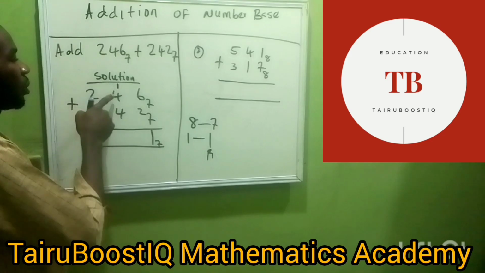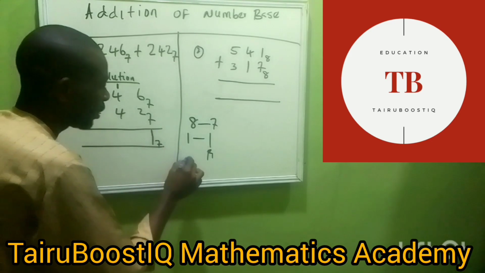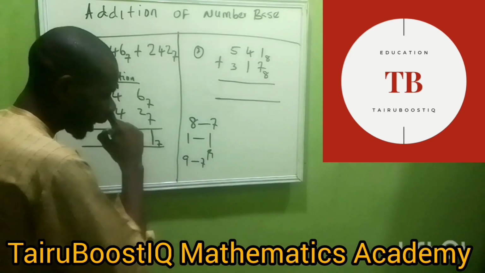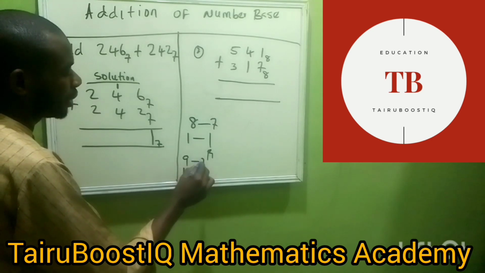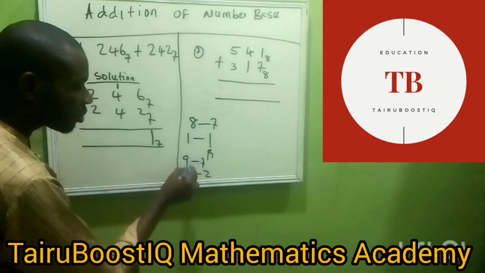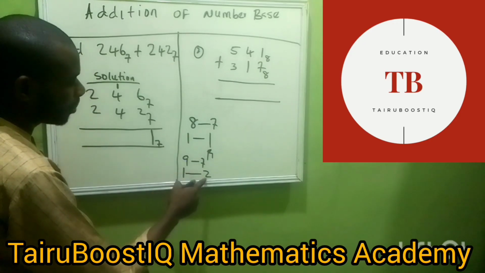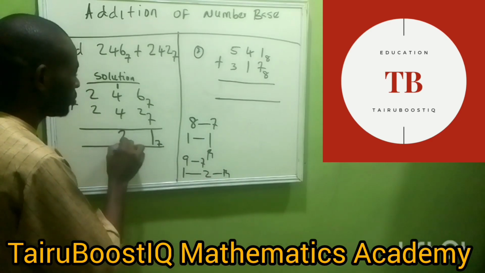So we are going to have 1 plus 4, 5. 5 plus 4, 9. We are now on 9. How many times will 7 go into 9? It will go 1 time, remainder 2. So in that remainder, we write our answer here, which will be 2.